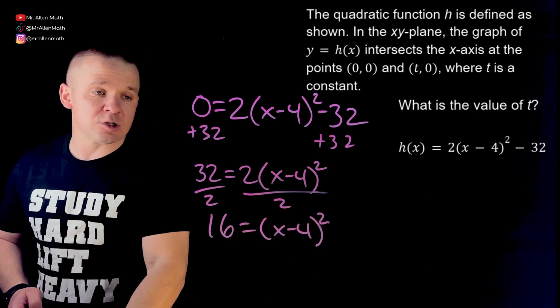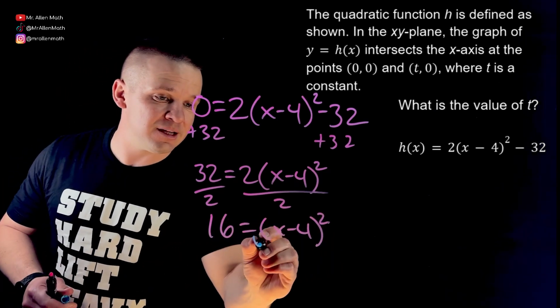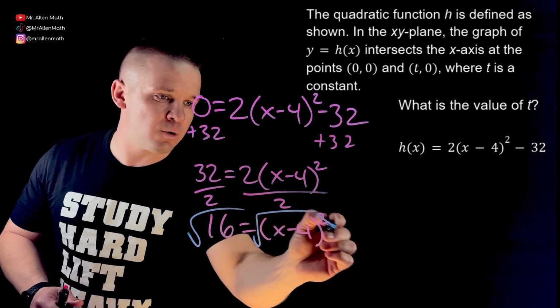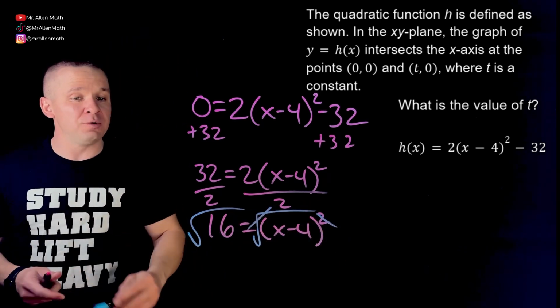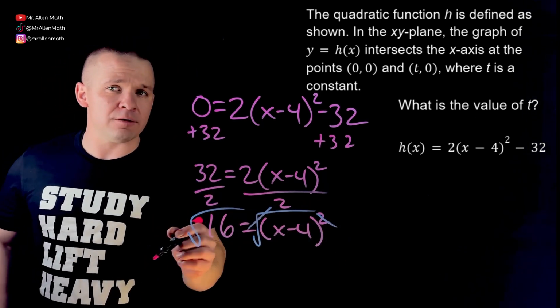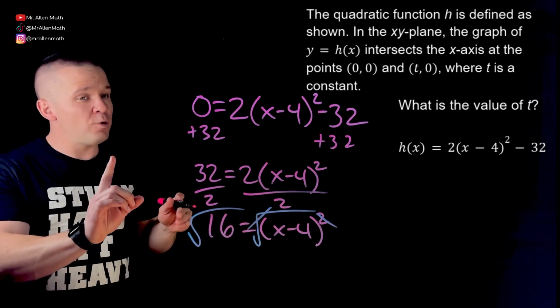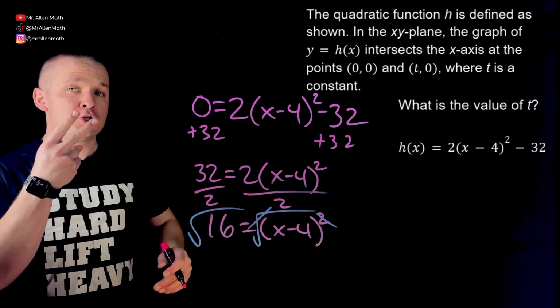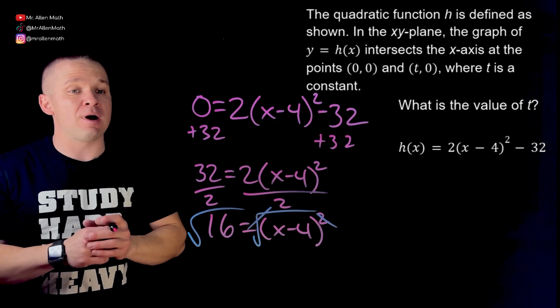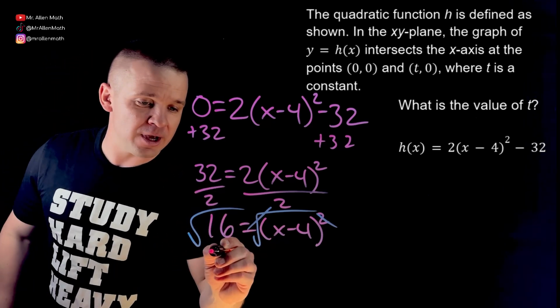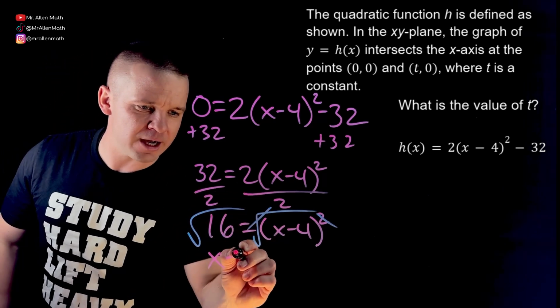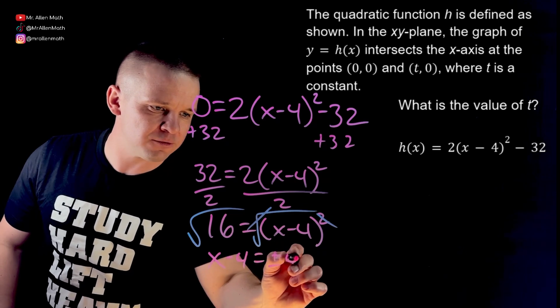And now I can square root on both sides to cancel out that squared, right? Square root and squared, they undo each other. What's the square root of 16? Well, it's 4. But when you are solving using square roots, there are two solutions there, right? We're going to get plus or minus 4. So we have, I'm going to swap things around now. x minus 4 equals plus or minus 4.